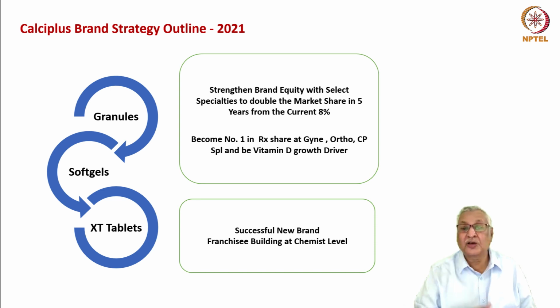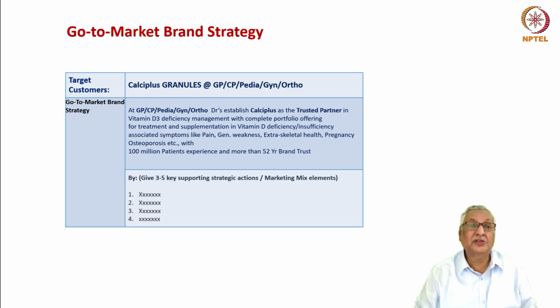RX means prescription, RX share in gynecological, orthopedic, cardiac, and vitamin D growth driver being taken as one of the important aspects of management. Vitamin D also became very important in the COVID situation, where deficiency of vitamin D was also seen to be a marker for poor COVID outcomes. And to be able to do that, you have to have a new brand franchise building that should happen at the chemist level. And how would you present this?